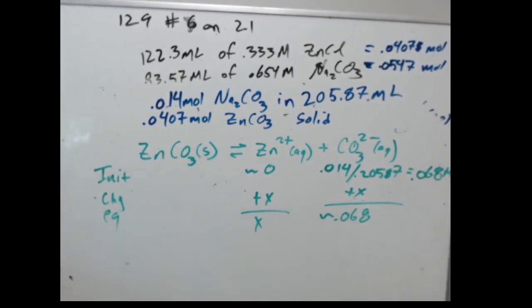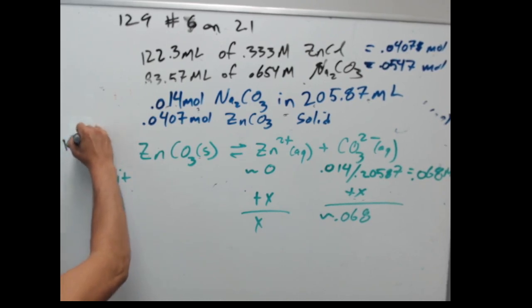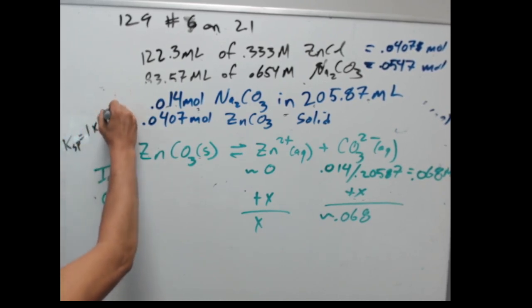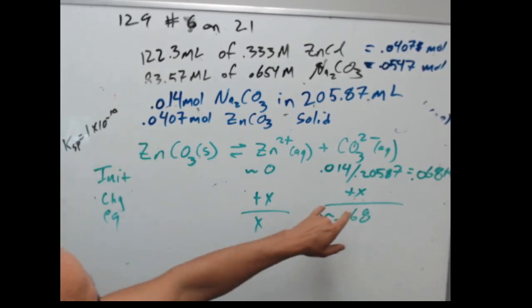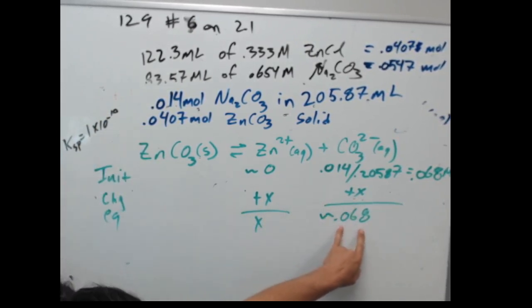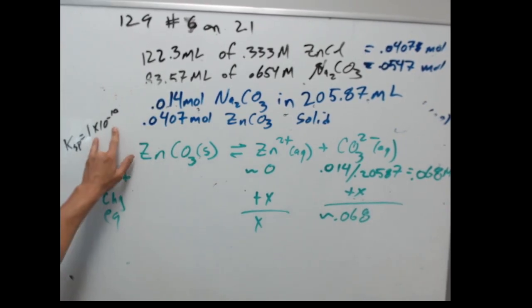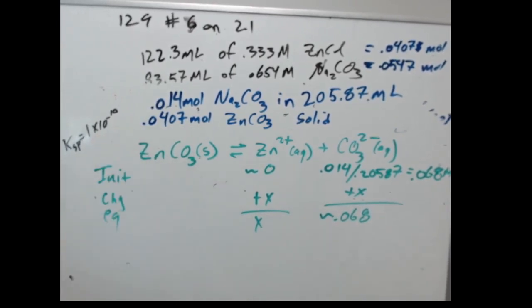I should really look at the KSP value before I start trying to make the x a small approximation. What's our KSP value for this? 1 times 10 to the negative 10. Okay, now I feel good making that approximation. Because I look at this and I'm like 0.068, that's kind of small, but not compared to this. In chemistry, small is a relative thing.